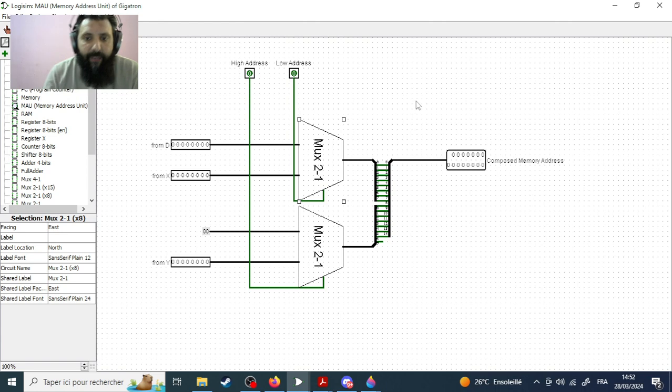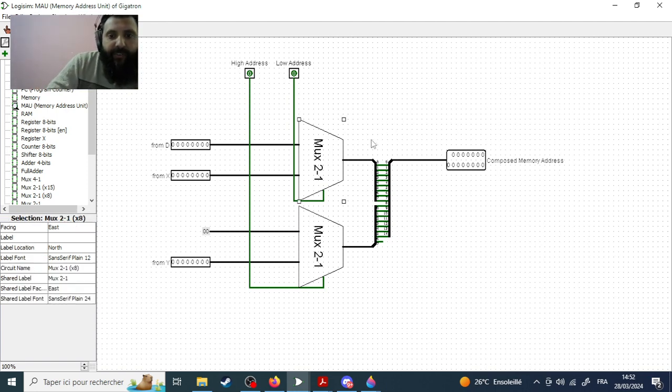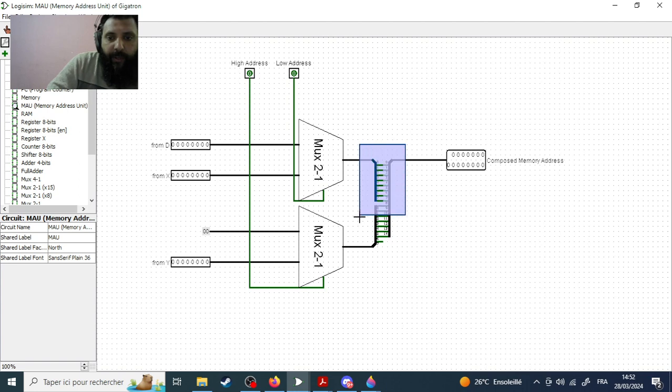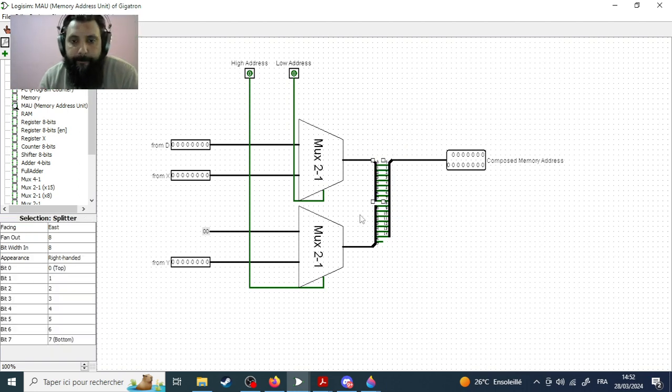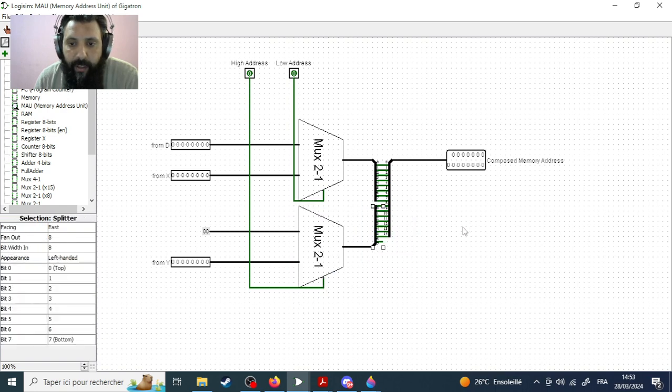Yes, we have two multiplexers to implement this way to synthesize the address. The first multiplexer is responsible for the right part of the address, and the second multiplexer is used to form the high part, or the left part. It's very easy. We have two controlling signals to control the addressing mode.